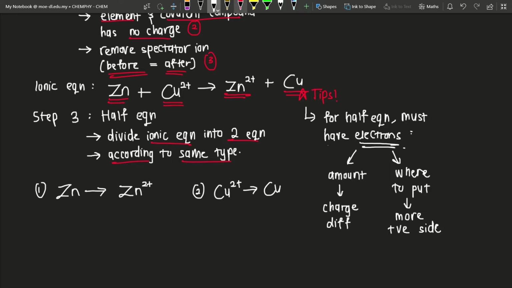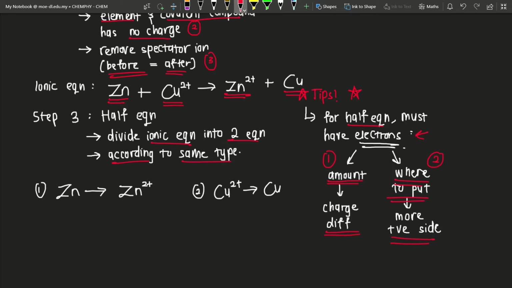Why? So you guys tengok tips dekat sini. Untuk persamaan setengah, you must have the electron. For half equation, kena ada electron. So electron ni you guys kena tahu berapa electron yang kita perlukan. Amount of electron needed and where to put the electron. Dekat mana nak letak electron, belah kanan atau belah kiri. So dari segi amount of electron needed, kita akan tengok beza charge, the charge difference. Dari segi dekat mana kita nak letak, you guys akan letak di tempat yang lebih positif, more positive side.